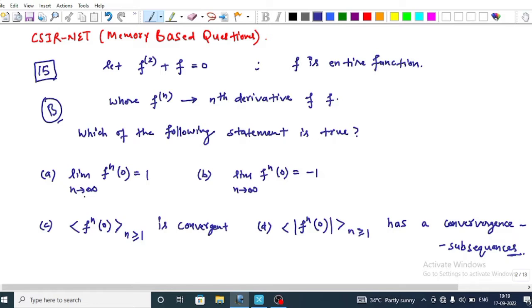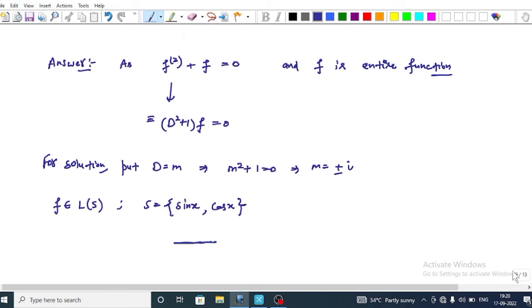Option A: limit n tends to infinity, f^(n)(0) is equal to 1. Option B: limit n tends to infinity, f^(n)(0) is equal to minus 1. Option C: the sequence f^(n)(0), where n belongs to the set of natural numbers, is convergent, and option D is this. Now let's come to the explanation of this question.